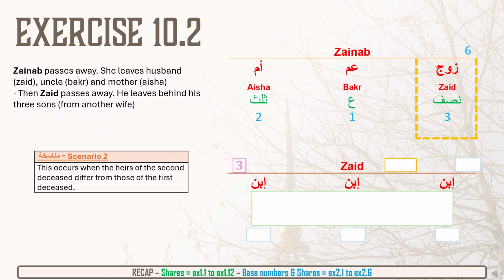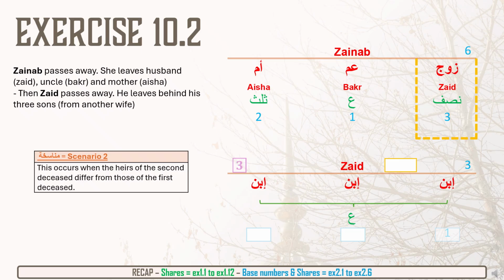Next, we do Zayd's inheritance. And we can just forget about everything else and just pretend that it's only Zayd's inheritance and solve that first. So Zayd has 3 sons. The shares will be asaba. Because there's no fractions, we count how many people there are, and the base number will be 3. And each of the sons will get 1 each. Now that's Zayd's inheritance sorted as well.